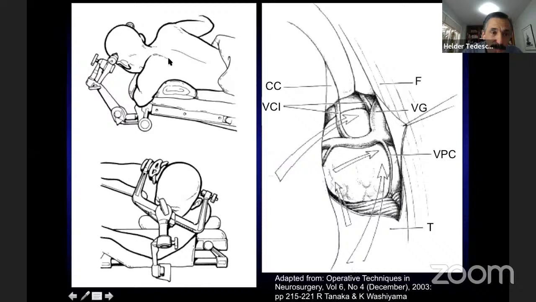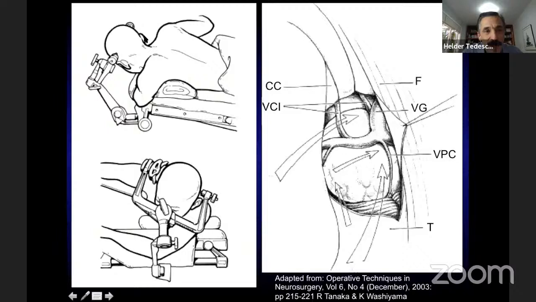Very important for the ones that are starting, when you place your patient, you should not flex the neck too much. And the head on the right side, in this case, with the ear here, should be pointing towards the shoulder, the upper shoulder. Why you have to do this?